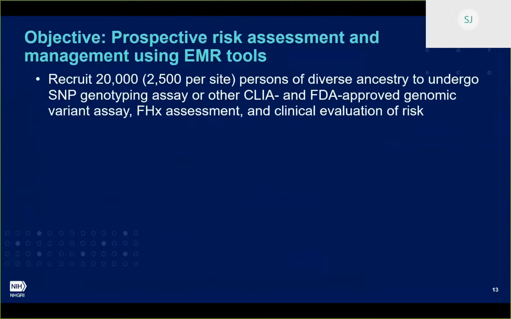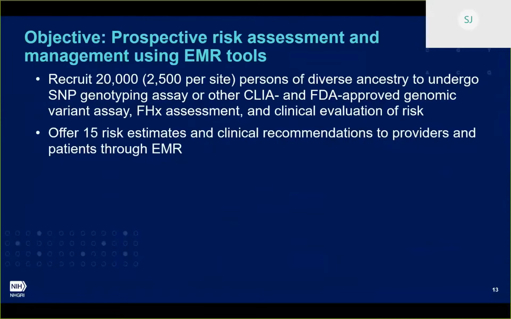So this, again, for the second phase is really looking at the objective from a prospective risk assessment. The idea is to recruit 20,000, approximately 2,500 per site of diverse ancestry to undergo genotyping and determine that genomic risk assessment. And again, this can include a variant assay, but also include family history and clinical evaluation risk to determine that risk. What we'll do is the steering committee will actually come up with a list of 15 risk estimates and then implement those across the population of 20,000.